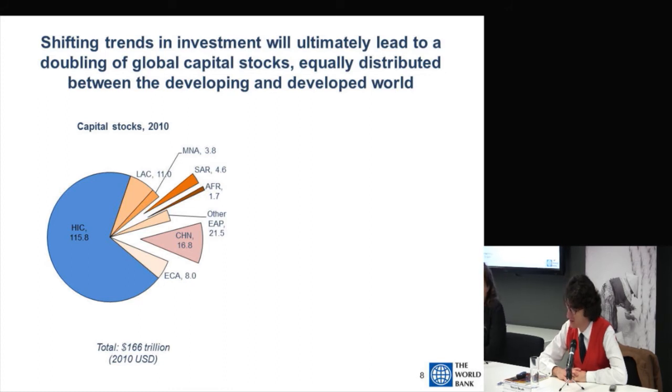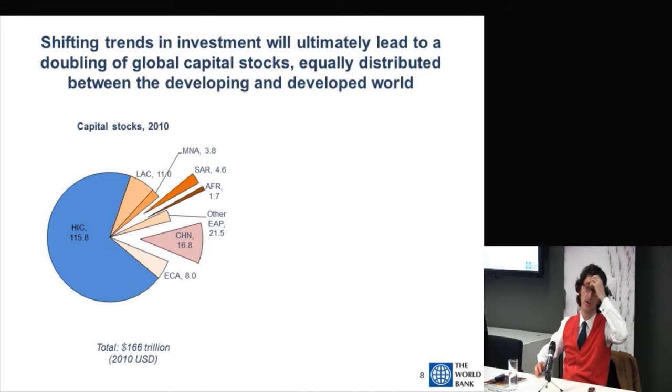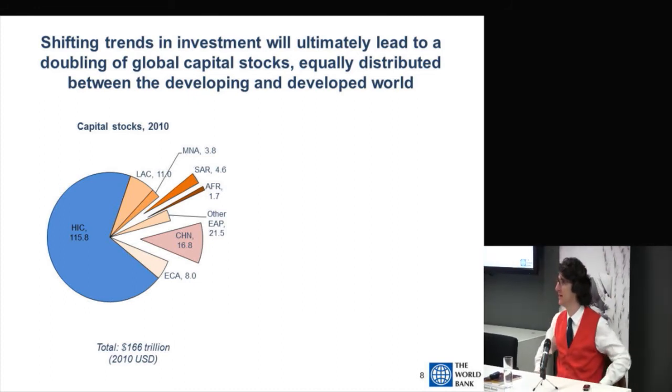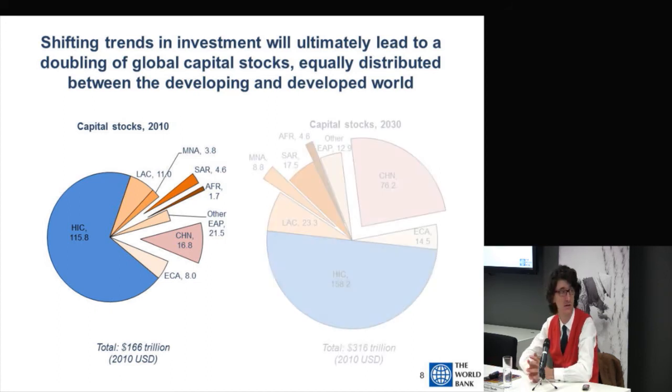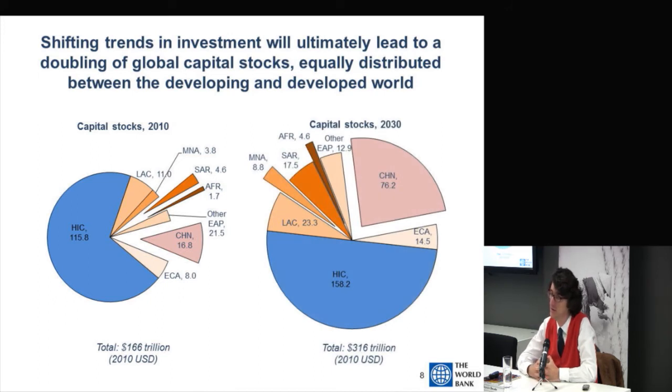Up to now I have been talking about the flows, investment flows, but obviously there is an effect also on the stock. As countries invest more, they accumulate their capital stock faster. Here you have the capital stock in 2010, which is about 166 trillion, and the pie chart shows you the amounts for the different groups. And you see that high-income countries have about 66%, almost two-thirds of the capital stock. In 2030, it is going to be half the share for high-income countries.